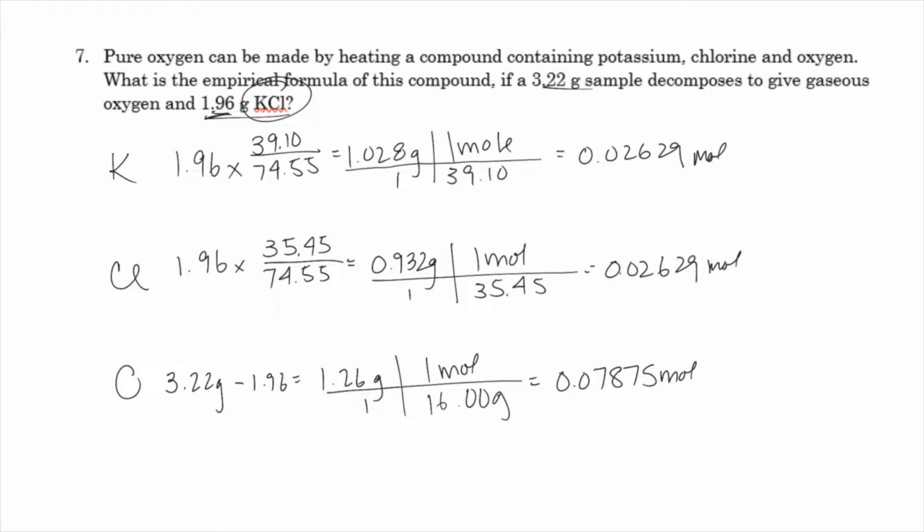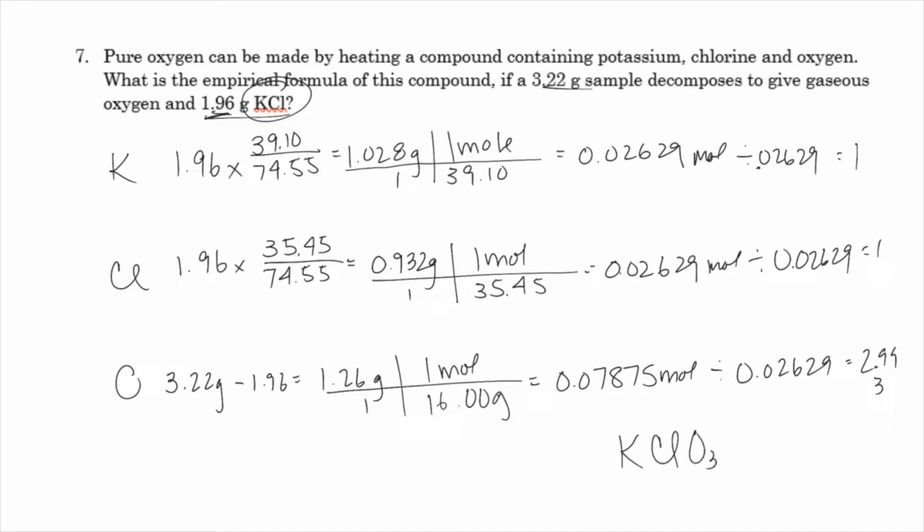So I divide by the smallest, 0.02629, and I get 1, 1, and 2.99, which I can round to 3. And so my ratio is 1 to 1 to 3. My empirical formula is KClO3.